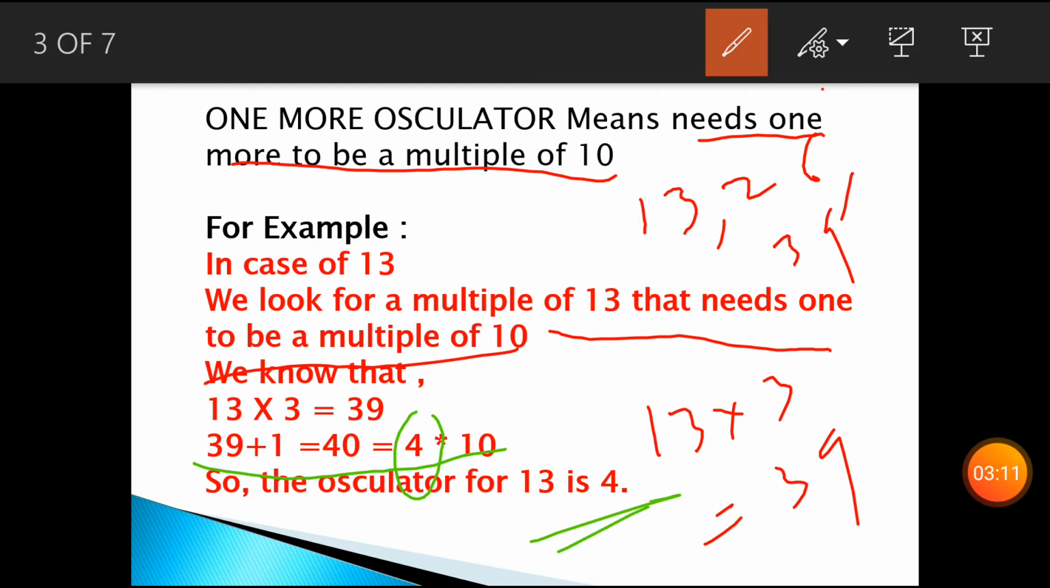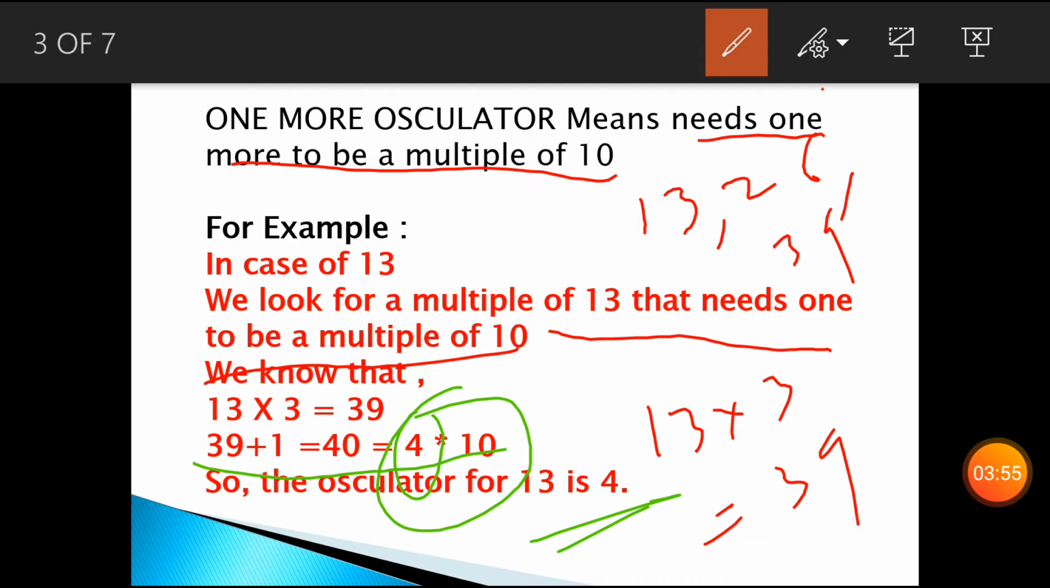So how are we going to solve for the oscillator? First of all, we are going to find the multiple of that number, so that if we add 1 more to it, it gives us a multiple of 10. We will see what sort of multiple we get. If we get 20, then it is 2 into 10. 30, then 3 into 10. In this case we got 40, so it is 4 into 10, and we get the oscillator 4. If 2 into 10, then oscillator 2. 3 into 10, then oscillator 3. So in this case, our oscillator is 4. This is the one more oscillator.